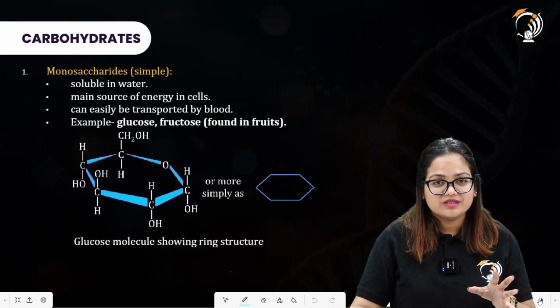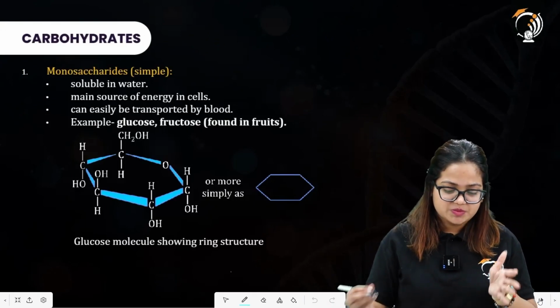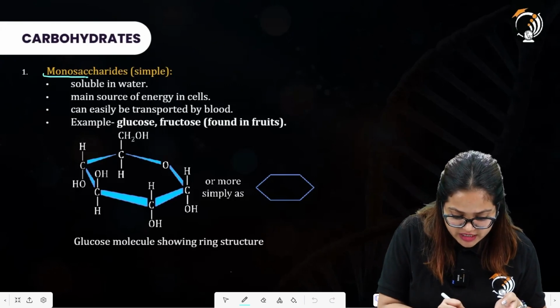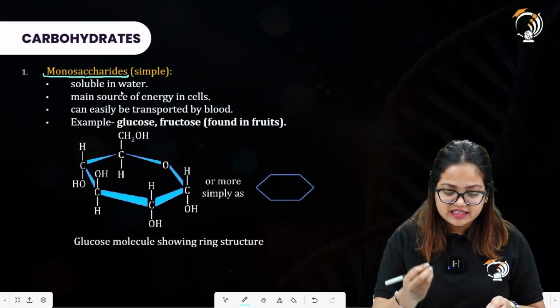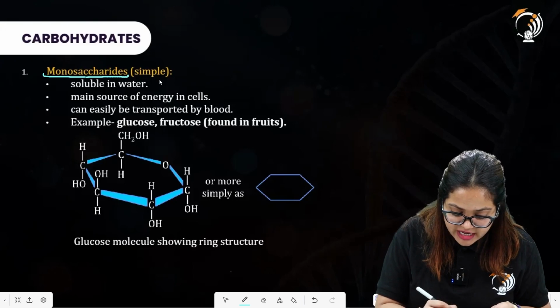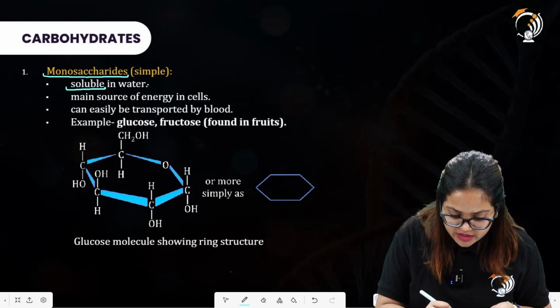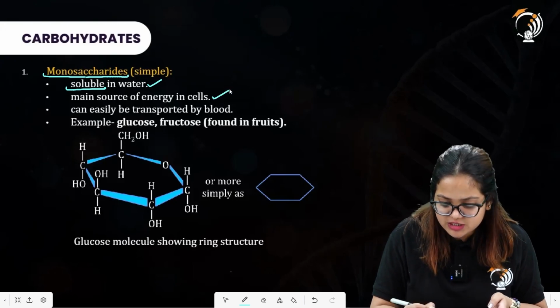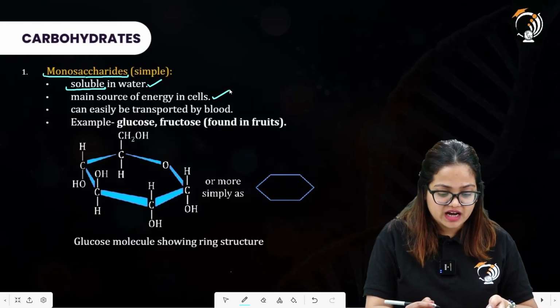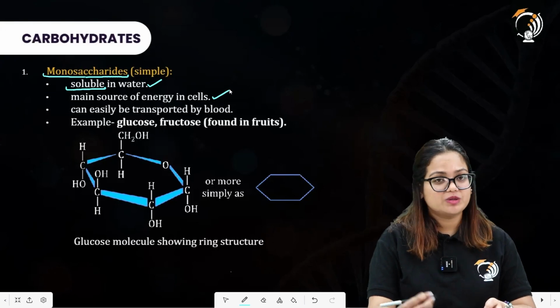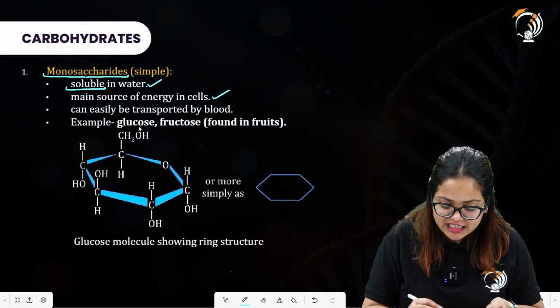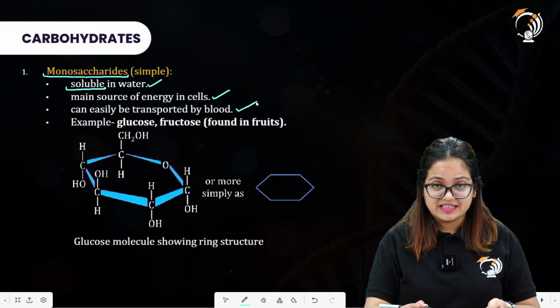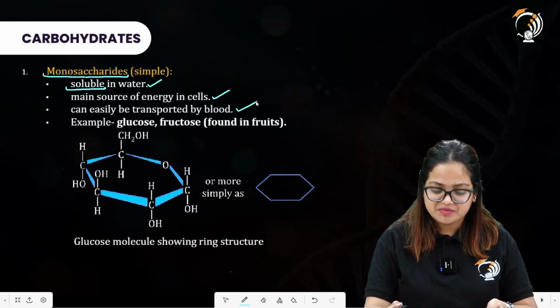When we are talking about simple carbohydrates, we are talking about the monosaccharides. What are monosaccharides? These are the type of carbohydrates that are soluble in water. They are readily soluble in water. These are the main source of energy in cells. So how do we get the energy? We are obtaining the energy from the monosaccharides. They can easily be transported by the blood.